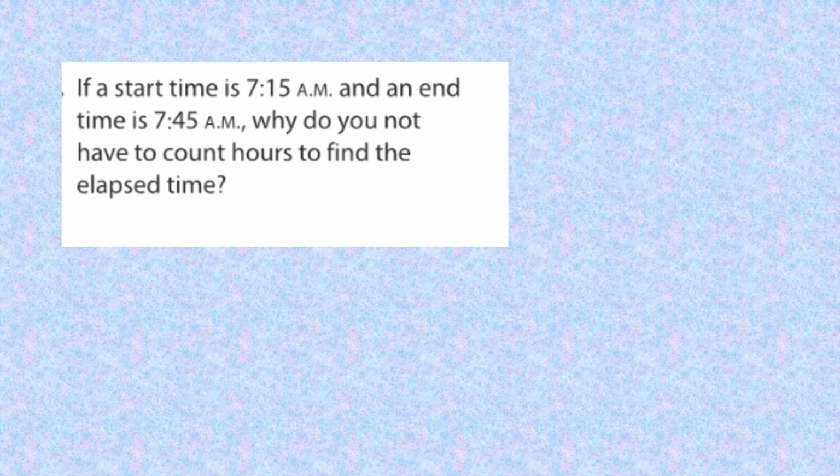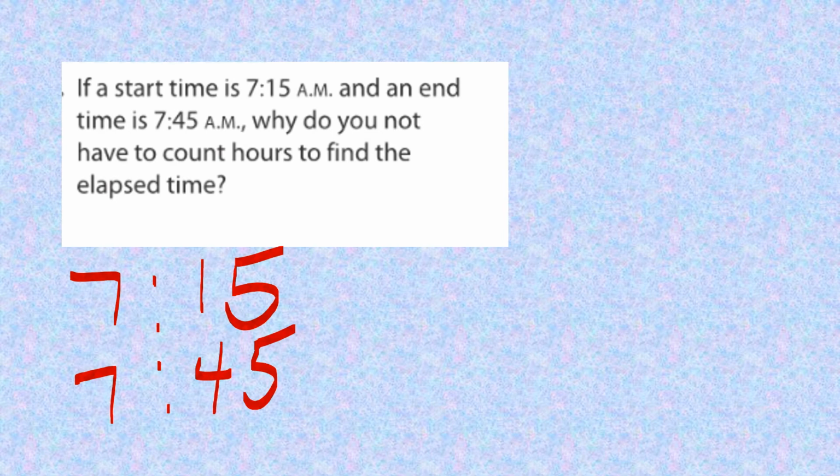So if we're looking at this problem, and hopefully you've had some time to consider, I'm going from 7:15 to 7:45. What is something that you're noticing in between the start and the end time? If you said that the hours are the same, as well as AM and AM, you would be correct. And that's exactly why you don't have to count the hours, because it doesn't exceed that given hour.